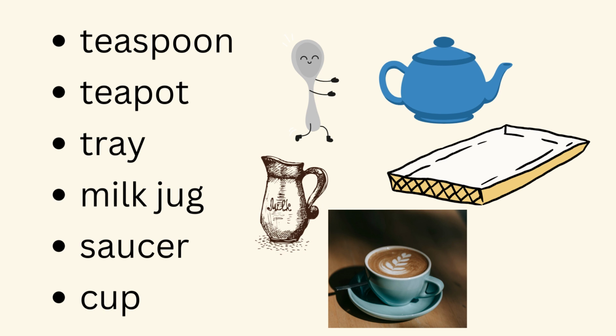Now let us move on to the next word, which is a saucer. This is a small round shallow dish in which a cup is set. Here is an example of a sentence, which is, please put the cup on top of the saucer.